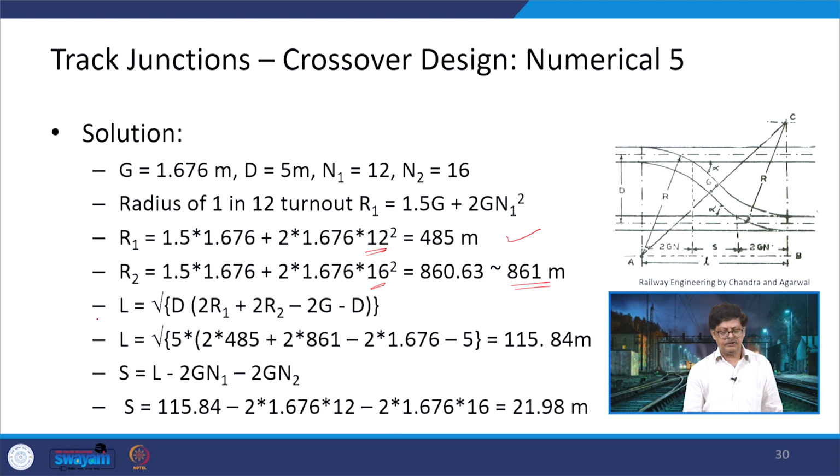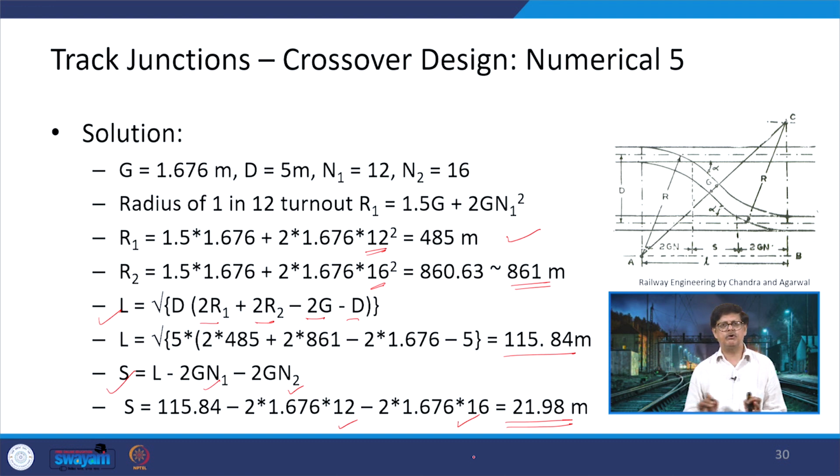Calculating the value of L, we have 2R1 plus 2R2 minus 2G minus D. We put the values here. What we get is 115.84 meters. Now, if we calculate the horizontal projection here, that is L minus 2GN1 minus 2GN2, where N1 is 12 and N2 is 16. If we use these values here, what we get is 21.98 meters.